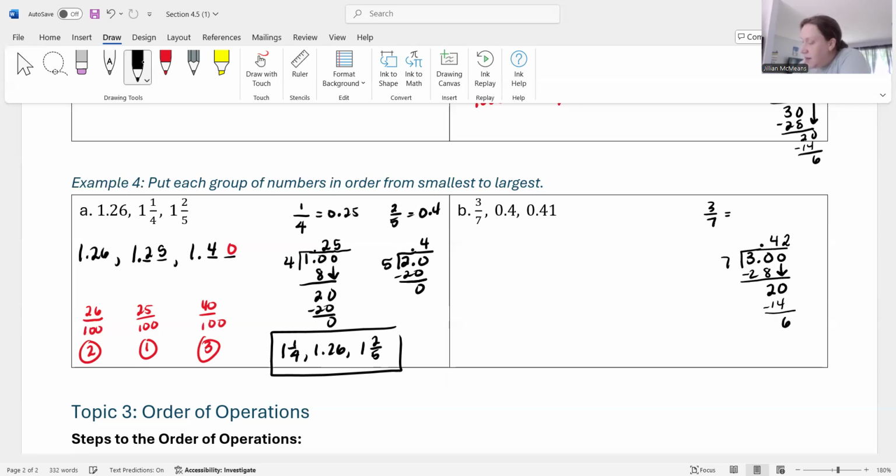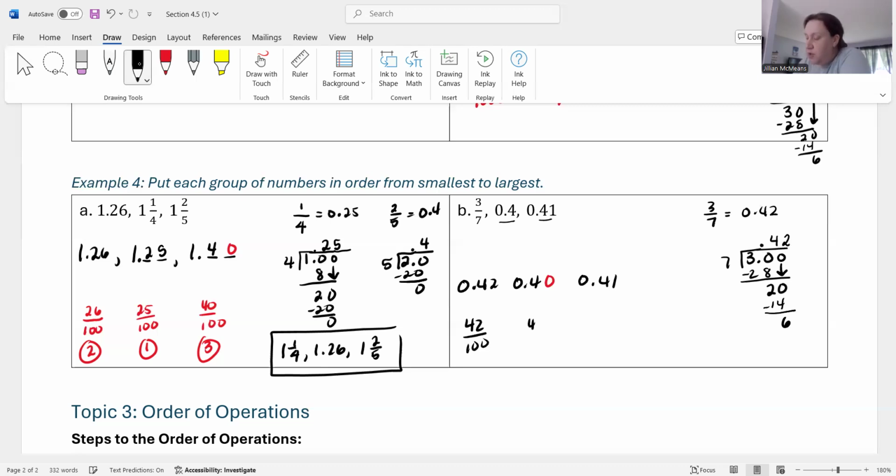And I get a remainder of 6, but I'm going to stop here because these two decimals have 1 decimal place and 2 decimal places. So as long as I have 2 decimal places that are different, I can compare. So I'm going to go ahead and say this is approximately 0.42. So we're comparing 0.42, 0.40, and 0.41.